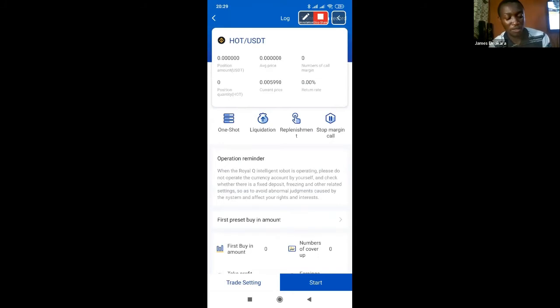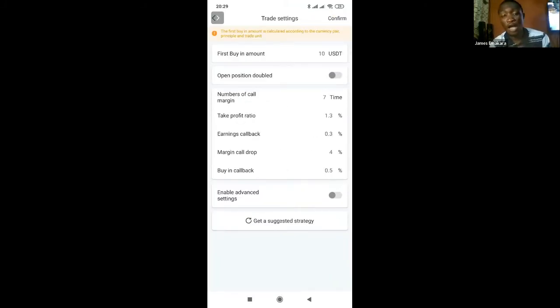So now I click on trade settings. I want to configure this setting. I want you to understand how this robot works. The robot works on the principle of the dollar cost average strategy. We have two brothers or two traders, trader A and trader B. Listen to this story so that I can use it to explain how the robot works.